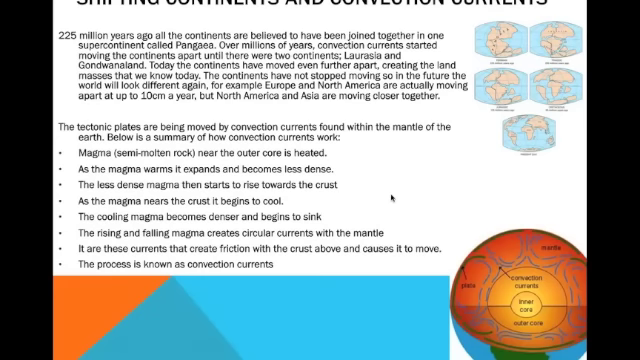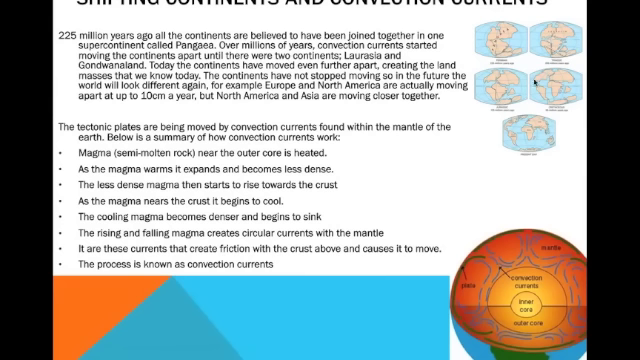Okay, shifting continents and convection currents. 225 million years ago, all the continents are believed to have been joined together in one supercontinent called Pangaea, as you can see in this picture here. Over millions of years, convection currents started moving the continents apart, until there were 2 continents: Laurasia and Gondwanaland. You don't really need to know that, though.